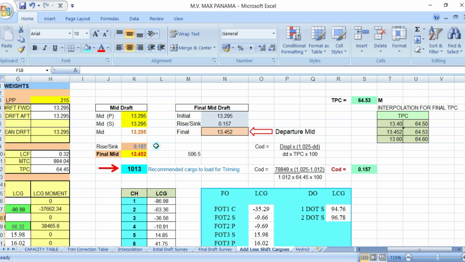They would compute, the shipmate and the foreman will compute how much remaining cargo to load to reach 13.452. So by computation, by this formula, the sinkage multiplied by 100 times the TPC of this departure, which is 64.53. So this is your departure draft and your computed interpolated TPC will be 64.54, which is this one. So by this formula, this will be the value of your remaining cargo.